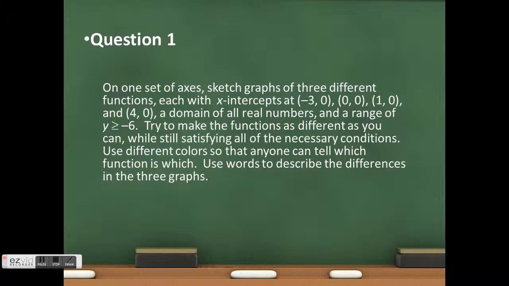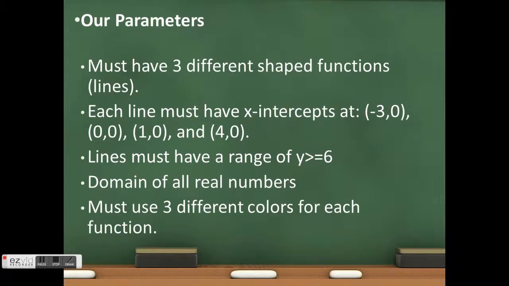Okay, so this is a lot of information, so let's make a list of all of the parameters or rules that we must follow when graphing the functions. Our parameters are: we must have three different shaped functions or lines. Each line must have x-intercepts at (-3, 0), (0, 0), (1, 0), and (4, 0). The lines must have a range of y is greater than or equal to -6 and a domain of all real numbers. We must also label each line with three different colors so we can easily distinguish them from one another.